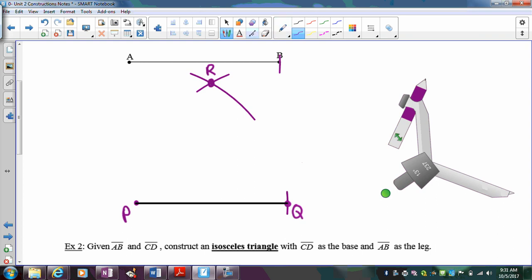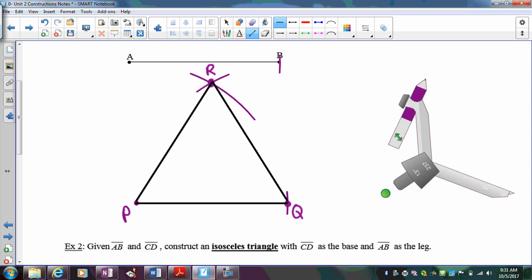So now when I draw in my segments, I know that this distance from P to R is the same as AB, and the distance from R to Q is the same, because those arcs represented the same distance of AB. I kept my compass opening exactly the same every time. So these sides are all congruent, making it equilateral. So that's really the process.